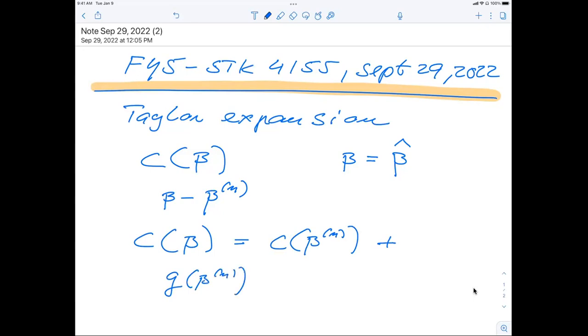Let me quickly remind you of that. I'm not putting vector signs on top of them, but it should be understood from the context that these are vectors and matrices. So G is now given as the gradient with respect to beta of C of beta. So we are calculating the gradient at a given point. Since the cost function is a scalar, the mean squared error is a scalar, just a number, we then have to multiply this with beta minus beta n.